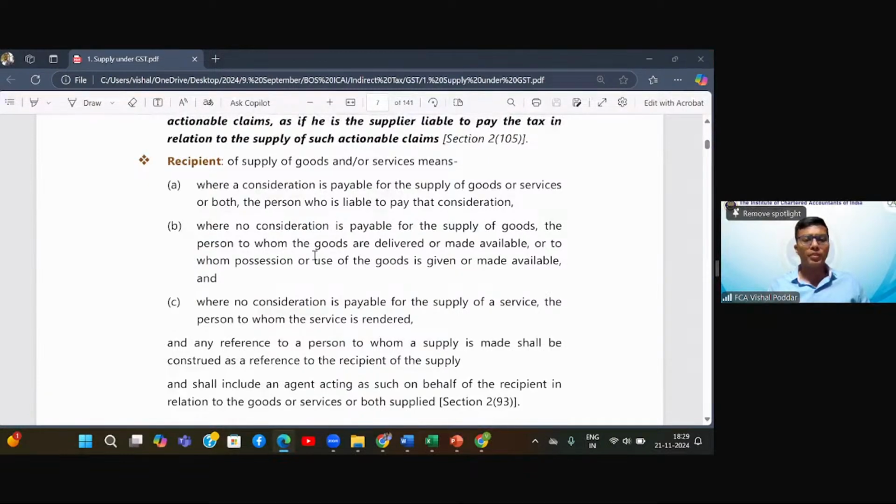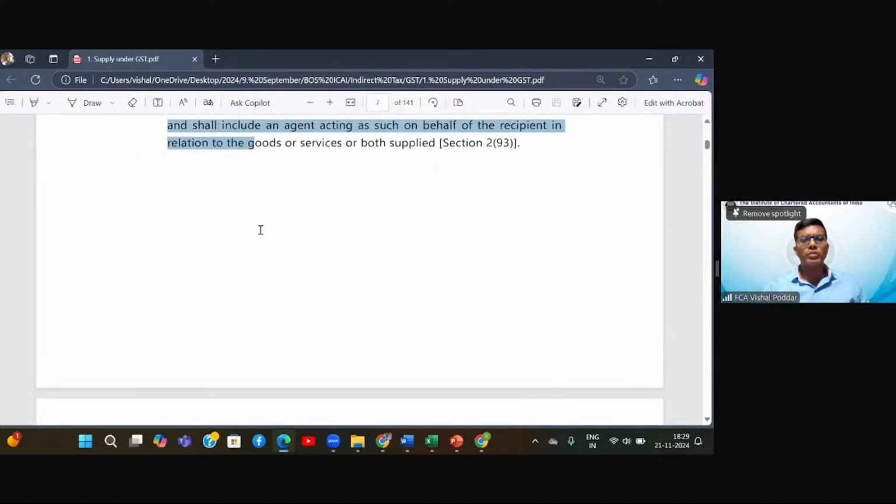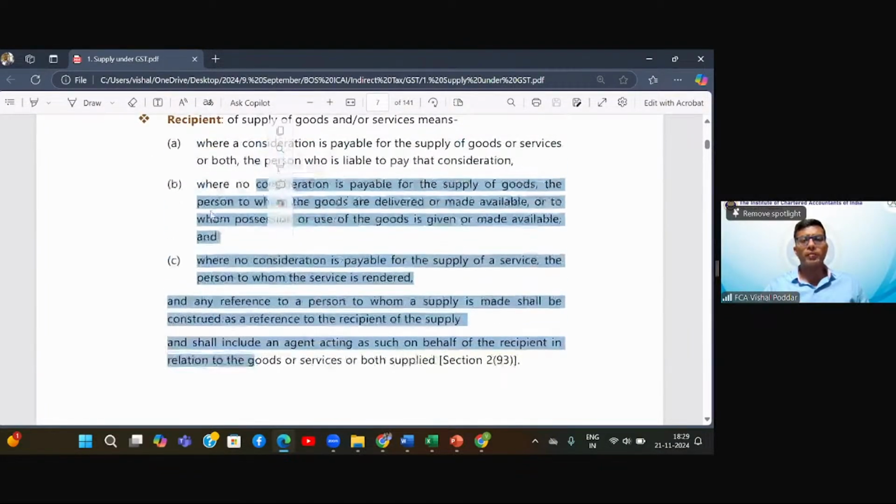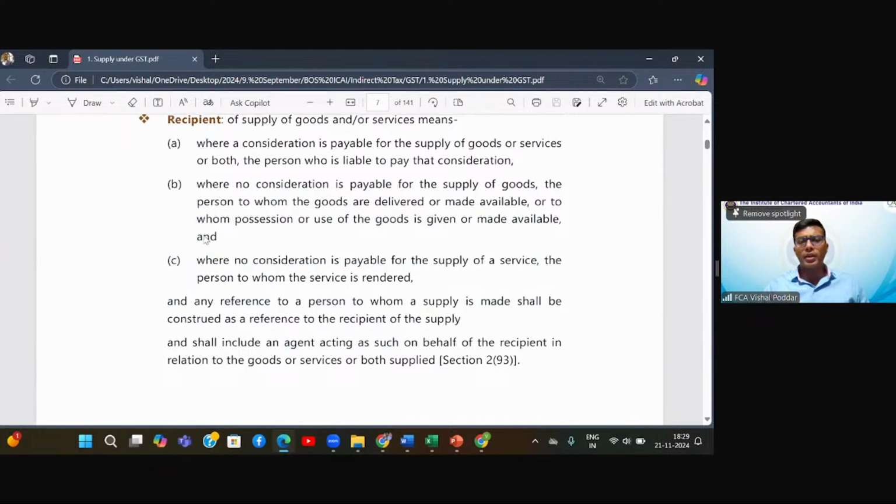Now, recipient definition is very simple. Under GST, recipient is the person who is liable to pay the consideration. One, that is clause A. And where there is no consideration because it is a free supply, like Schedule 1 supply, in that case, B and C says it is a person to whom the goods are delivered or to whom the service is provided.